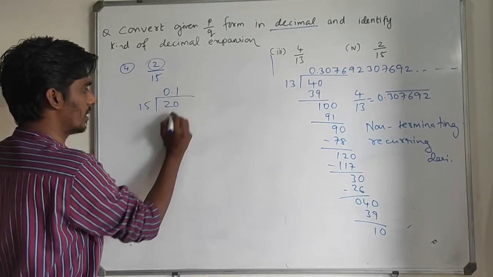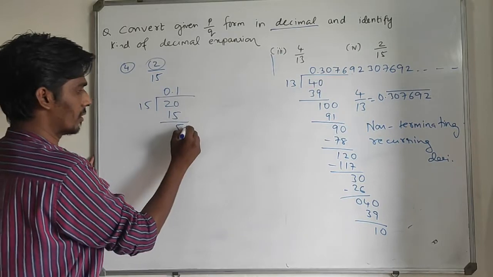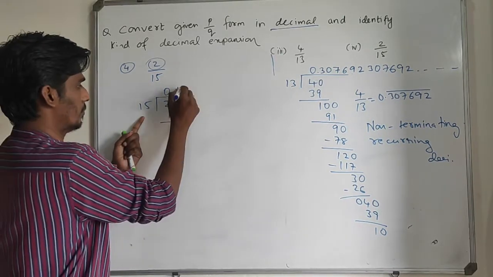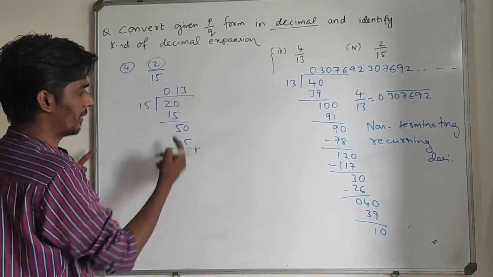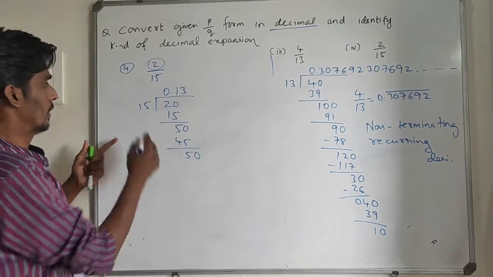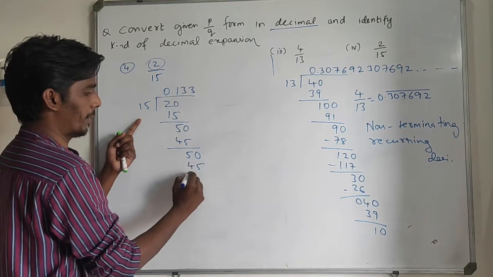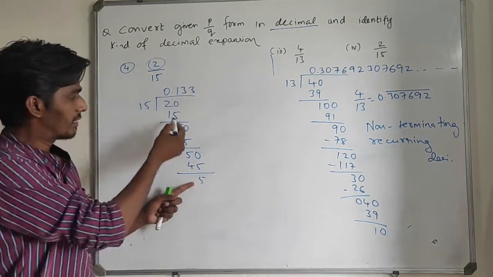0.20, means ones are 15. Remainder is what? 5. This is what here? 0. So 15, 3s are 45. Then again, remainder of 50 minus 45, it's what? 5. Again it's 0. Then again 15, 3s are 45. And it keeps on coming like this only, because we are getting the same remainder.